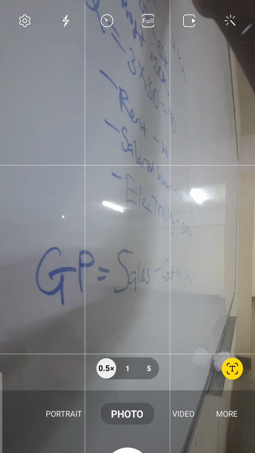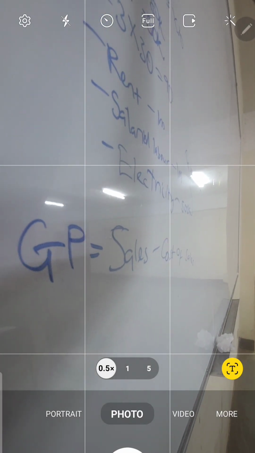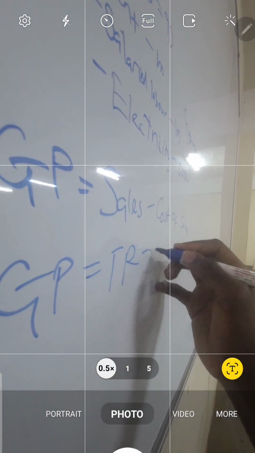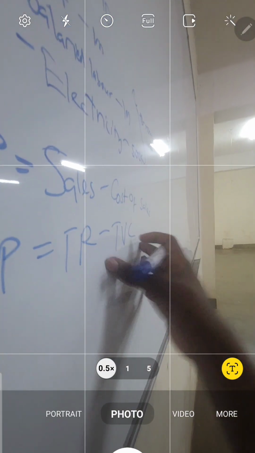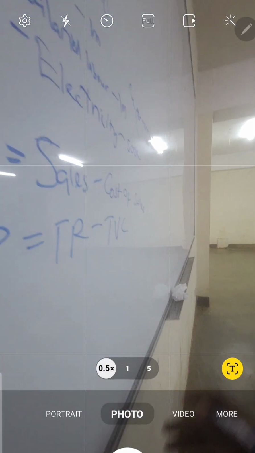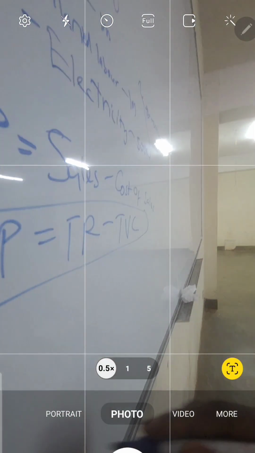Cost of sales. This is the language we use when we are dealing with the profit and loss statement. In other terms, we can say gross profit is total revenue minus total variable cost. The same thing. The cost of sales is the stock. We don't need to use this for now. So back to this, it's sales minus cost of sales.